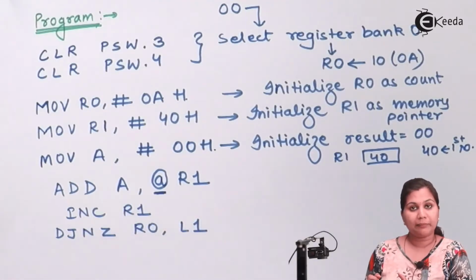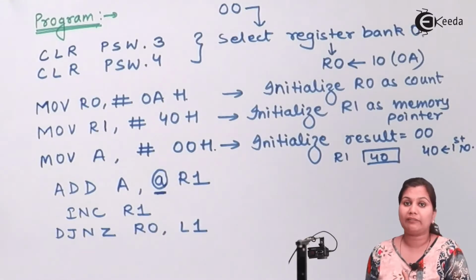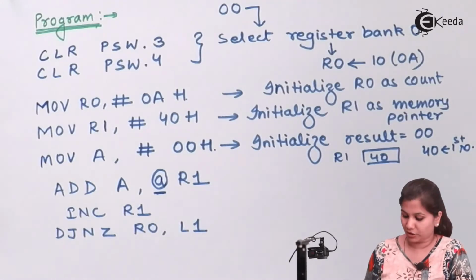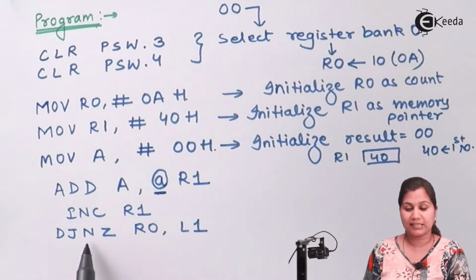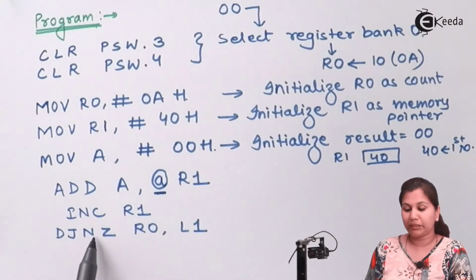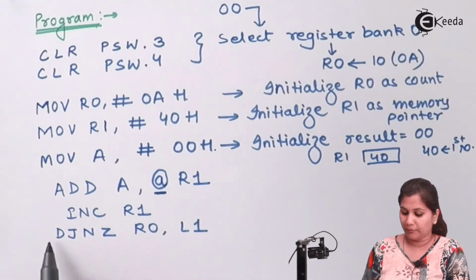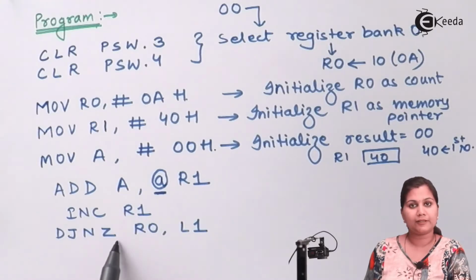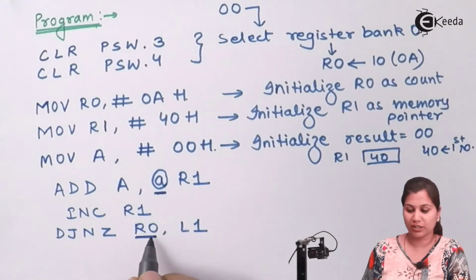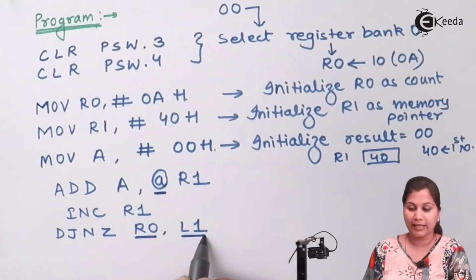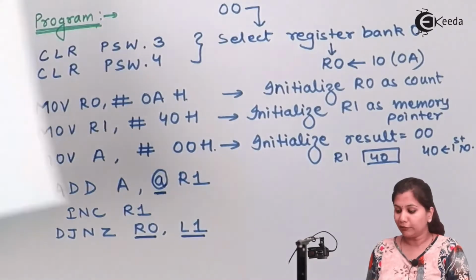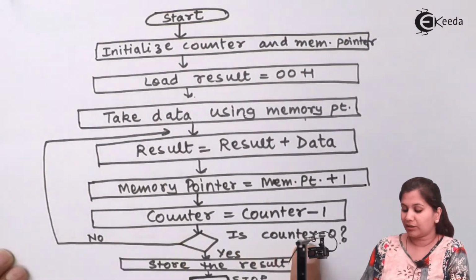Now, how we will decrement? We have to decrement the counter also, and we have to check also that whether the counter is 0 or not. So for that we will use the instruction DJNZ. This means that decrement the number and check jump up till it is not 0. Okay, means decrement and jump up till it is not 0. So it is going to decrement the R0 register. If it is not 0, it is going to jump at L1, and this L1 label is given at this memory location. You can see in the flowchart also, we are checking that whether the counter is 0 or not.